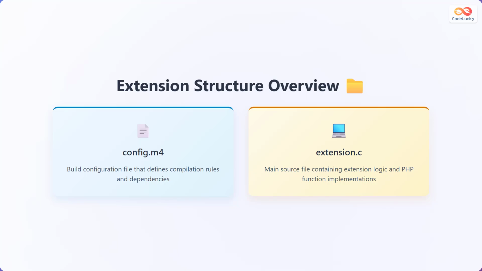Let us take a look at the basic structure of a PHP extension. The two most important files are config.m4, which is the build configuration file that defines the compilation rules and dependencies. The other one is the extension.c, which is the main source file containing the extension logic and PHP function implementations.